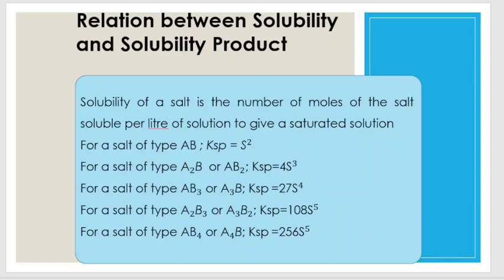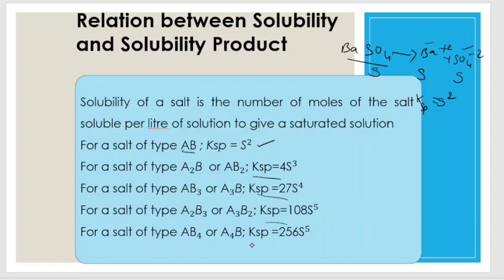As we discussed already, consider BaSO4. BaSO4 readily converts into Ba2+ and SO4 2-. Let us suppose that S is the solubility of BaSO4, nothing but the molar concentration. Then the concentration of Ba2+ will be S, and the concentration of SO4 2- will be S. The product of these two, S into S, is S square, which is the solubility product Ksp. So Ksp is S square for this type of salt, the AB type. Then what about the other expressions?